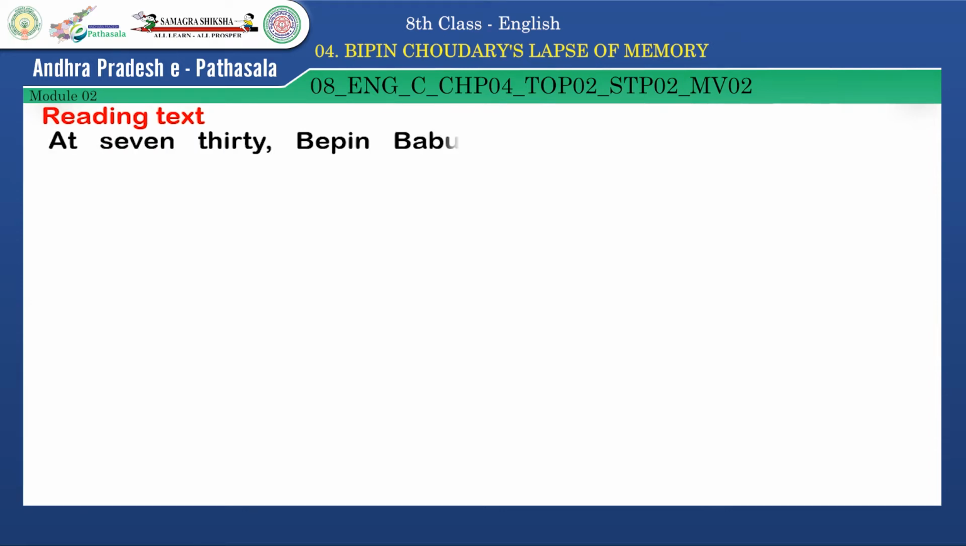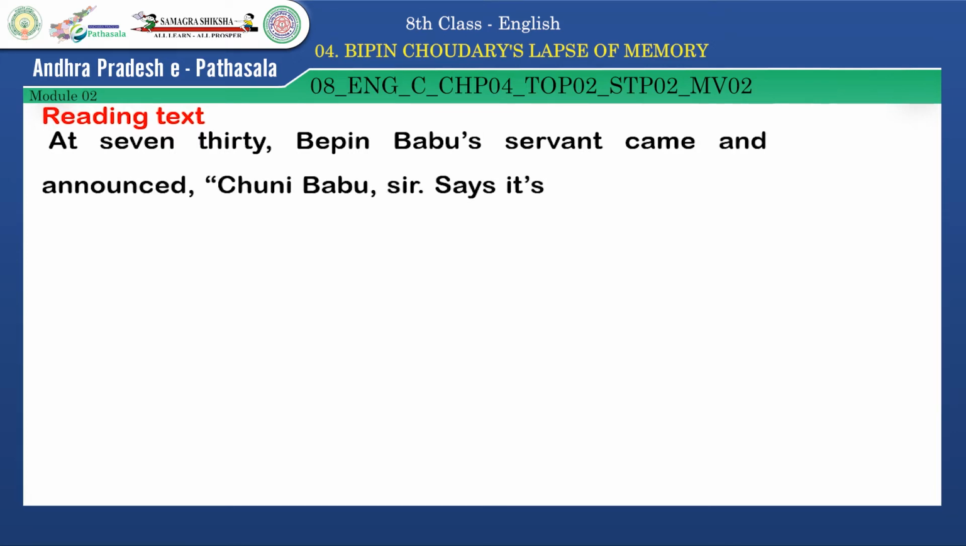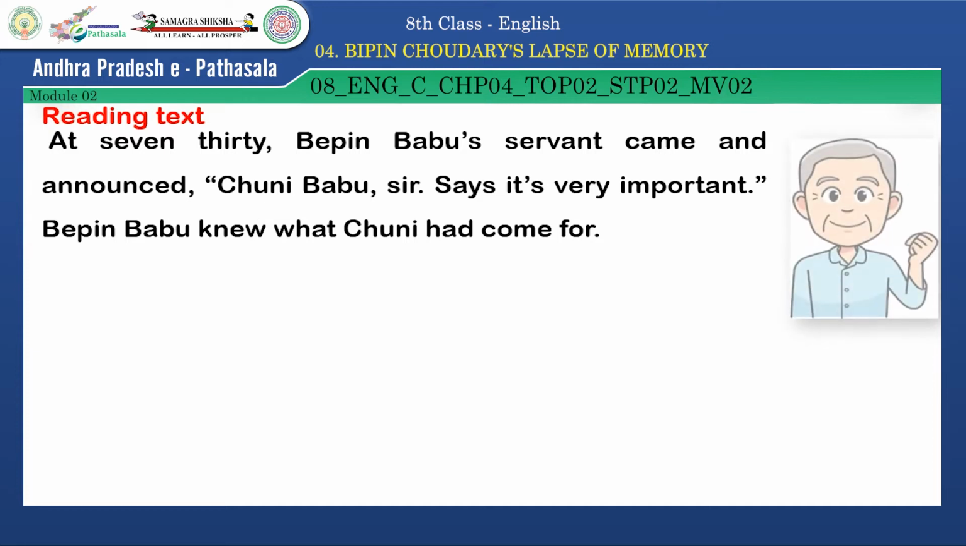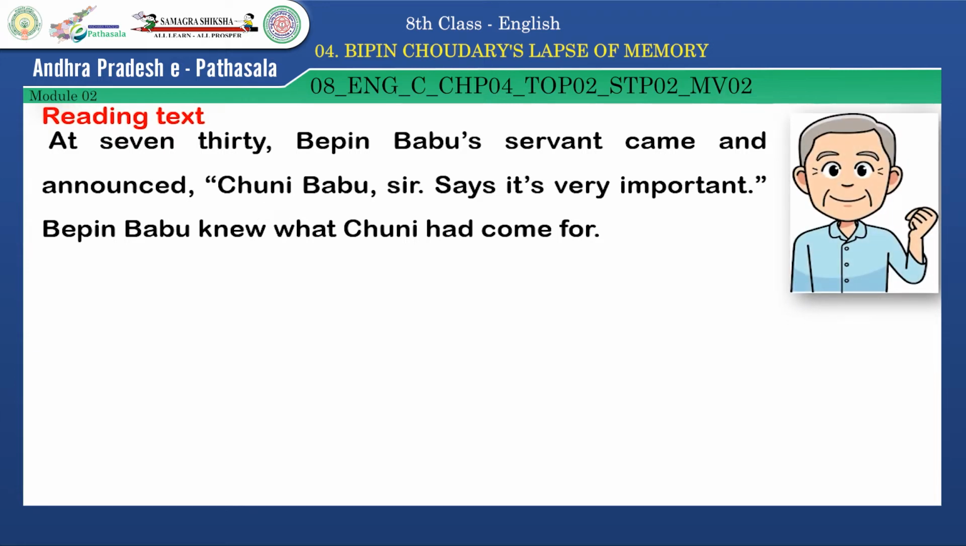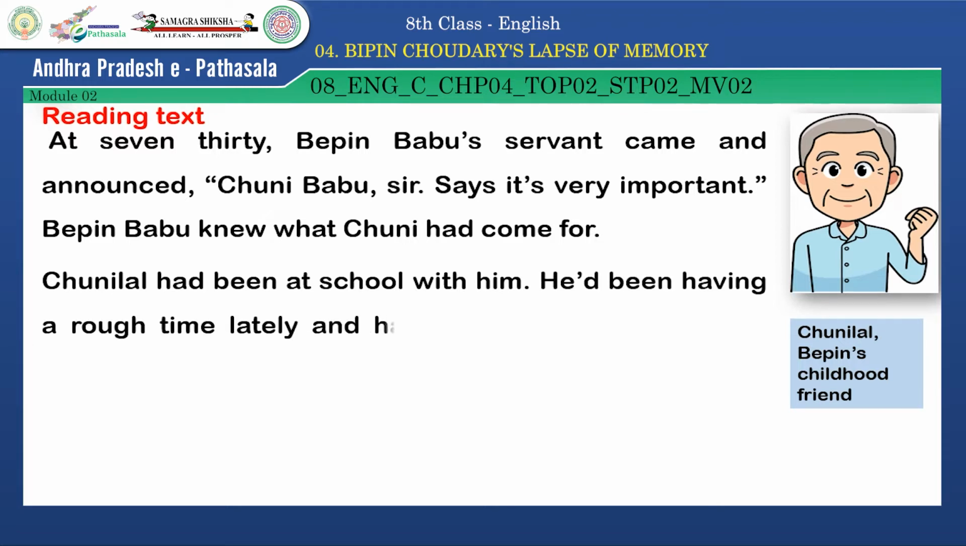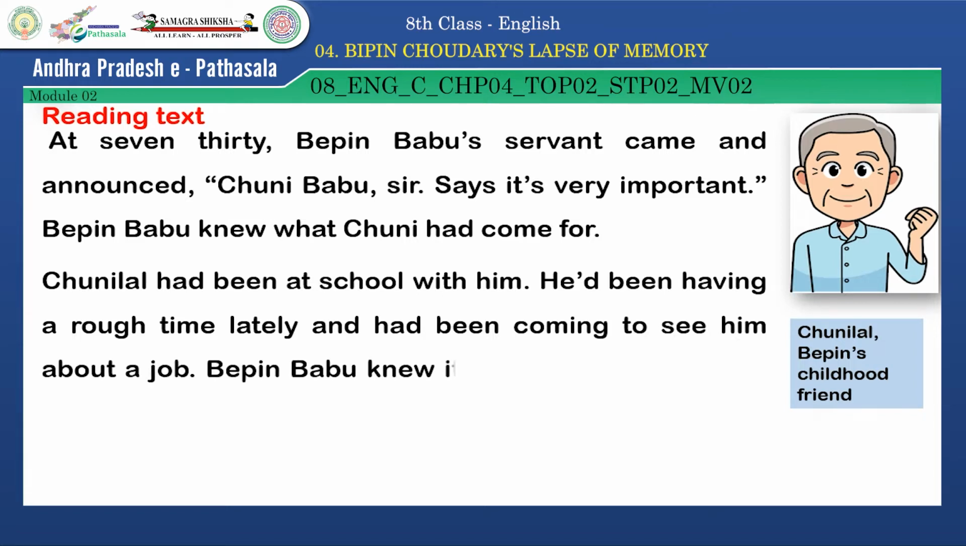At 7:30, Bipin Babu's servant came and announced, "Chuni Babu sir says it's very important." Bipin Babu knew what Chuni had come for. Here comes Chuni Lal, who is Bipin Babu's close friend. Chuni Lal, Bipin's childhood friend, had been at school with him. He had been having a rough time lately and had been coming to see him about a job.